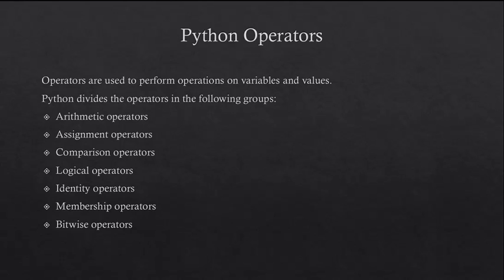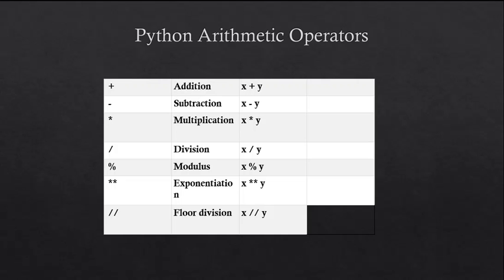We have Python operators. They are used to perform operations on variables and values. Python divides operators into the following groups: arithmetic, assignment, comparison, logical, identity, membership, and bitwise. We have arithmetic operators: addition, subtraction, multiplication, division, modulus with a percentage sign, exponentiation with double stars, and floor division.